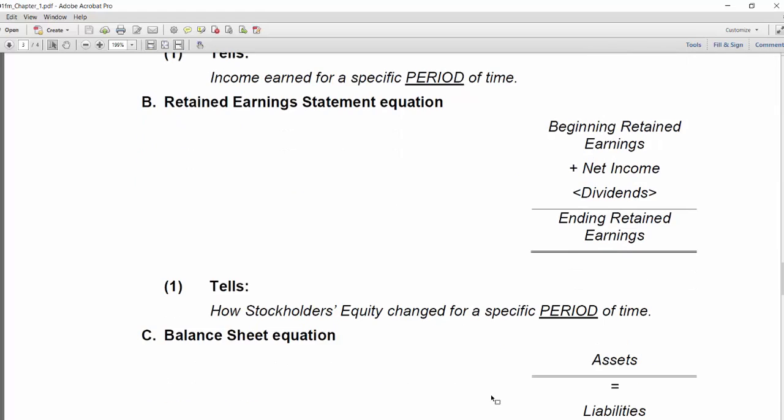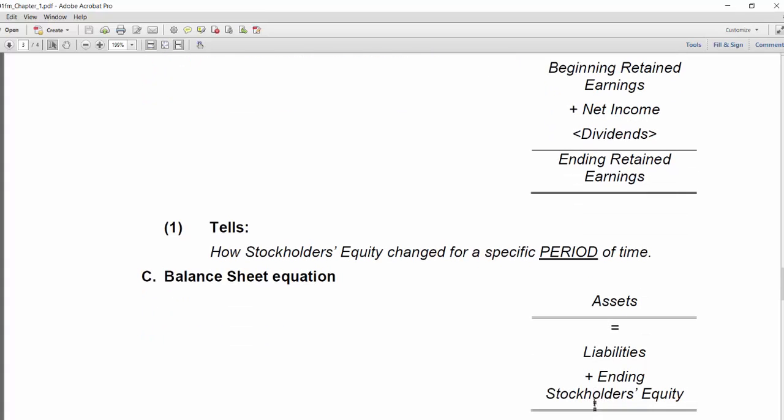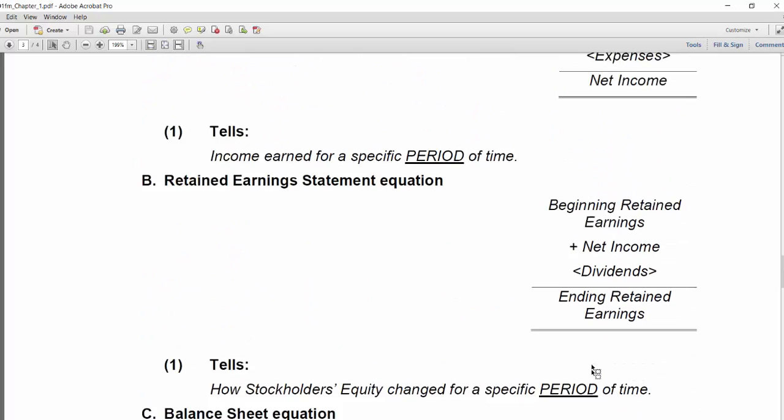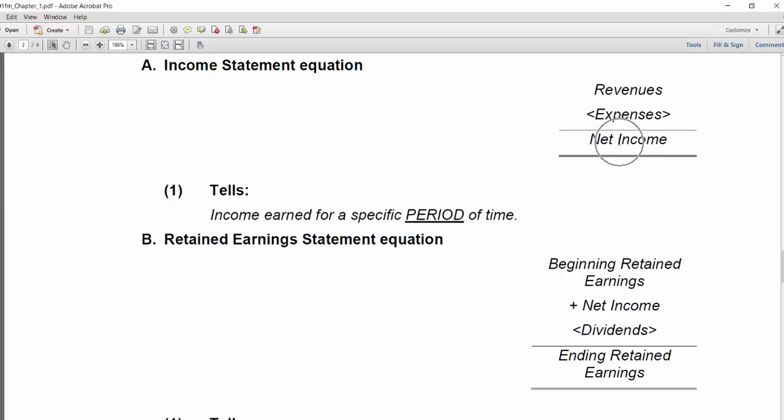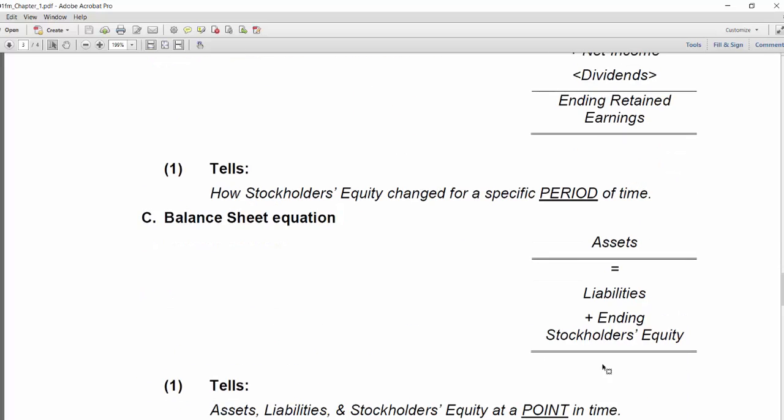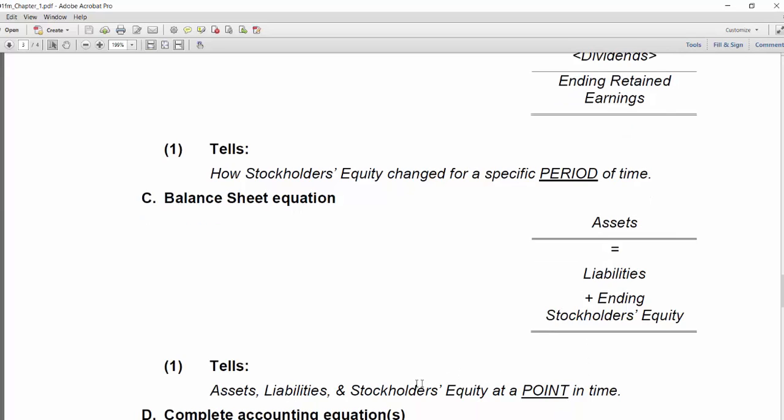The balance sheet equation puts together assets, liabilities, and stockholders' equity, and we've previously seen that. So you can see that the income statement produces net income that gets used on the retained earnings statement, and it produces ending retained earnings that gets used on the company's balance sheet as a part of ending stockholders' equity. So your balance sheet is going to be the final financial statement that we'll prepare in Accounting 201. A fourth statement, known as the statement of cash flows, is discussed at the tail end of Accounting 201.